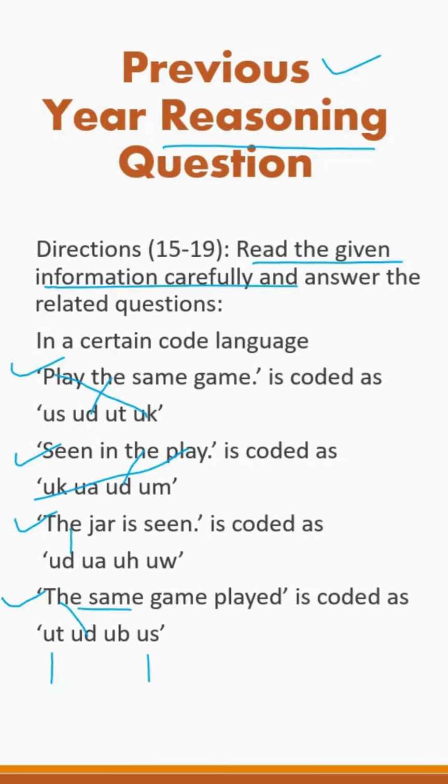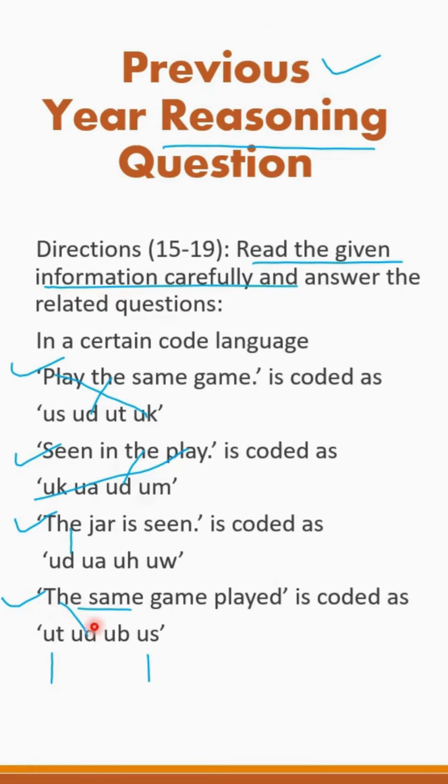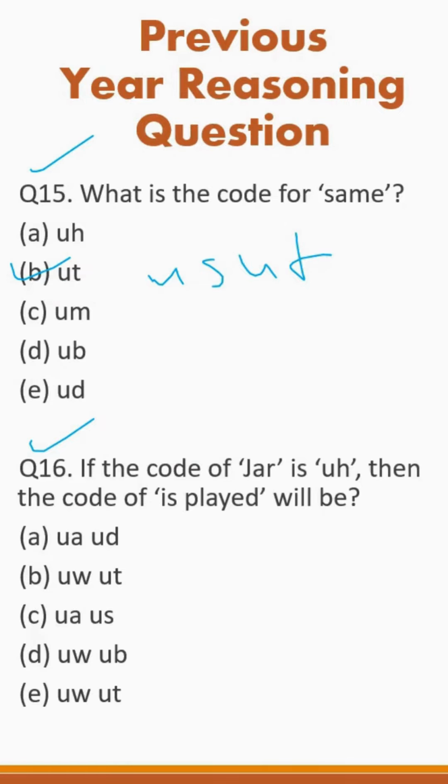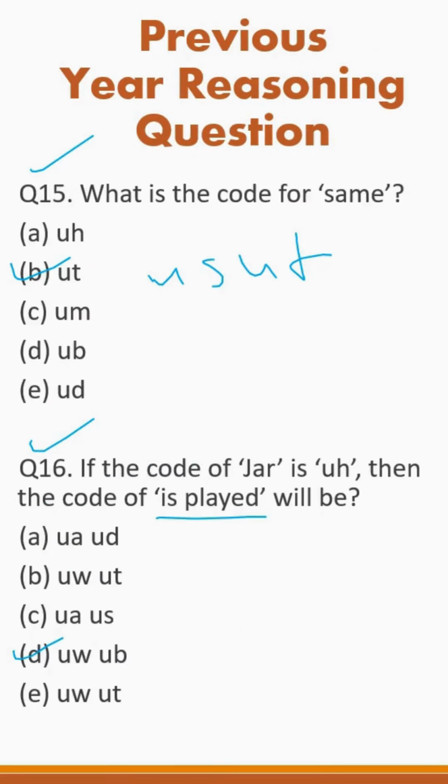Now let's check another question. If the code of jar is UH, then what is the code for is played? Here you see the has gone to UD, and for same game we use UT and US, so only UB is remaining. So definitely for played we are using UB. Now for is, jar has gone to UH, so we need UA and UW. Seen is common in the sentences seen in the play and the jar is seen, and UA is common, so seen is UA. Now for is we can use UW. So is played is UW UB, and option D is the right answer here.